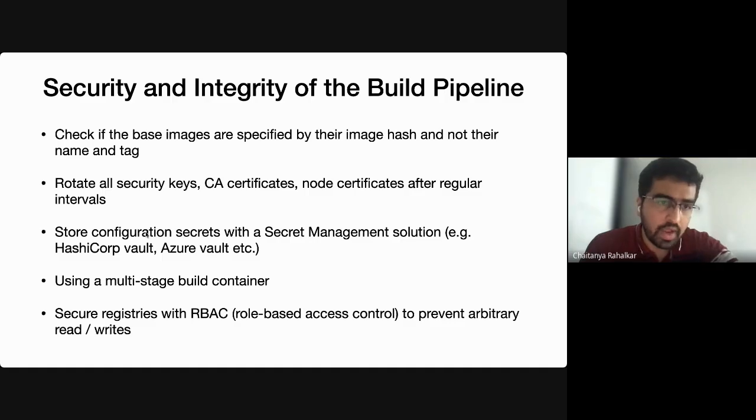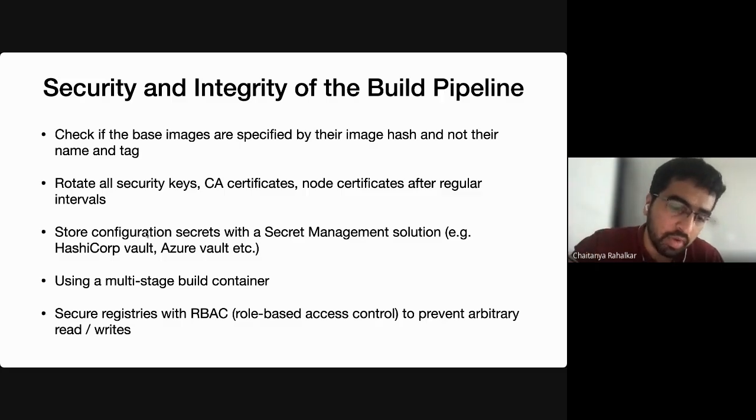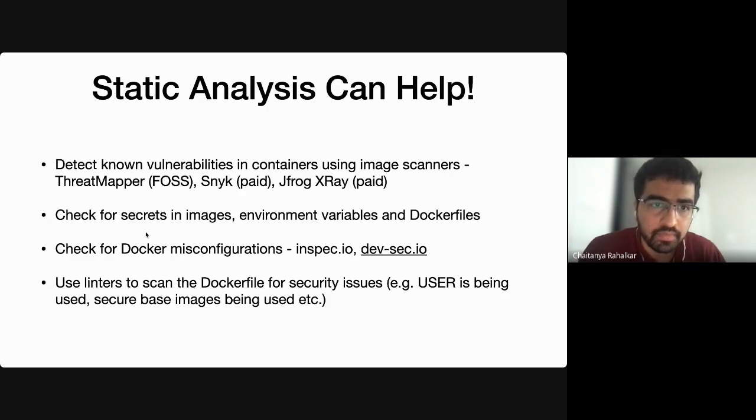And check if the base images are specified by the image hash, because there have been several attacks where people have taken over the name, basically. For example, if you do FROM Ubuntu 20.04, and someone takes over the tag in the Docker registry of Ubuntu, you can essentially have a malicious image, and you will be pulling from that. So you should always reference the base image by the image hash and not the name, so that you make sure you're pulling the right image from the registry.